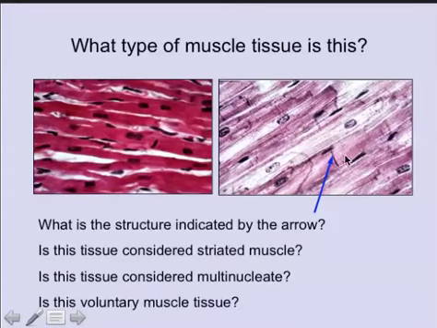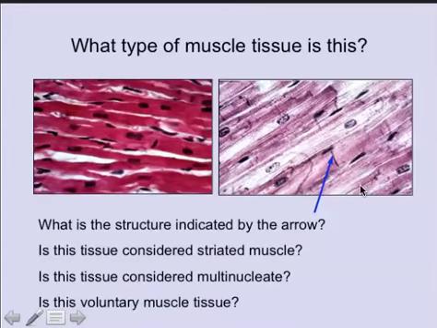Number two, it's highly branched. That's one of the things that distinguishes it from skeletal muscle. Number three, it has only one nucleus per cell. And number four, and probably most importantly, it contains these regular dark vertical lines. You can see them here, and those are called the intercalated discs.